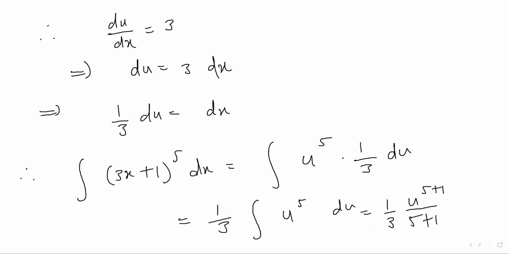We leave it out. Okay, so now we've got 1 over 3 multiplied by u to the 5 plus 1 over 5 plus 1, which is the same as 1 over 3 multiplied by u to the power 6 over 6. 6 times 3 is 18. So now you've got u to the power 6 over 18. All right, let's write that on the next page.